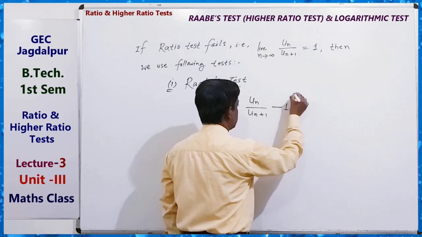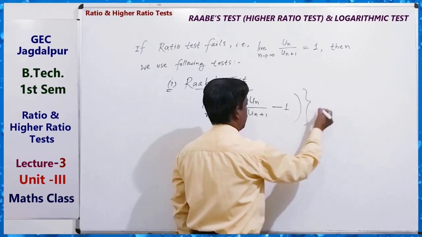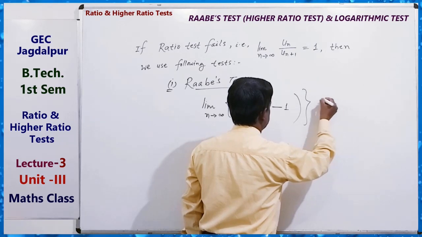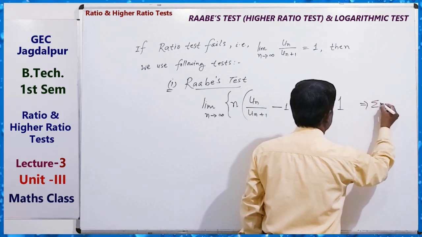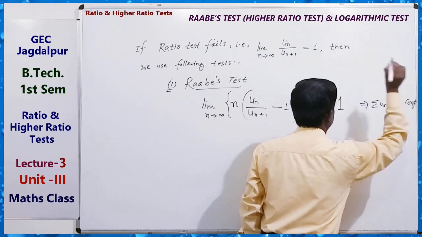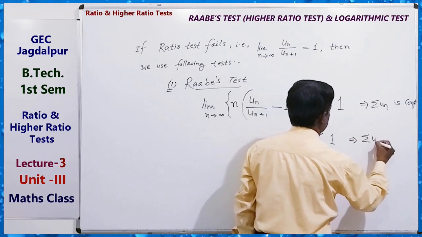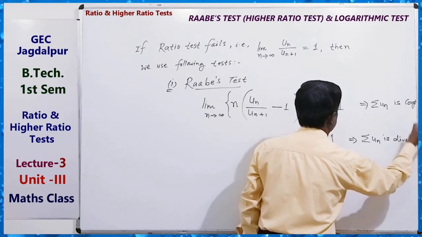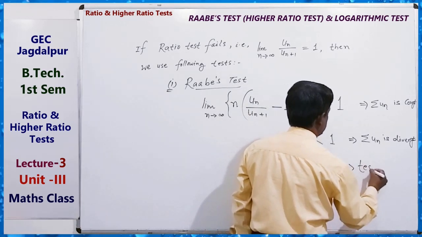Subtract 1 and multiply by n, and this, if greater than 1, implies convergent; less than 1, divergent; equal to 1, test fails.